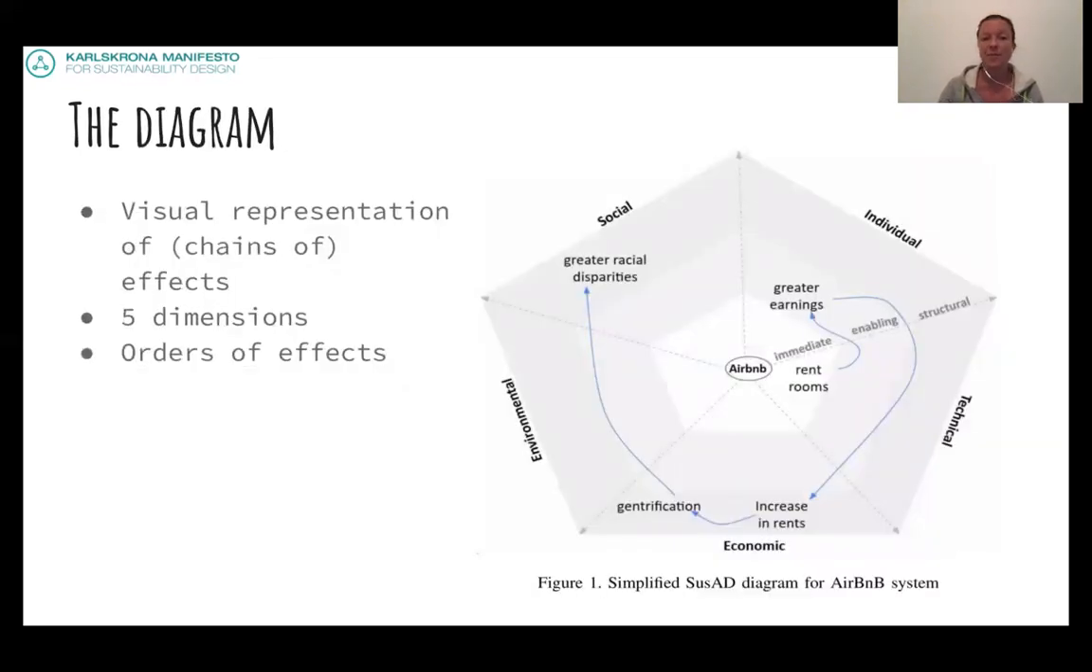So this diagram is a visual representation of chains of effects. It has the 5 dimensions and orders of effects. And here you see one simplified example for that Airbnb system that we used in the motivation for this lecture. So from renting rooms as an immediate effect, you can get to greater earnings as an individual, and then that leads to an increase in rents on the economic side, as well as to gentrification, which again, on the social dimension, leads to greater racial disparities. That is one chain of effects that was identified for the Airbnb system.